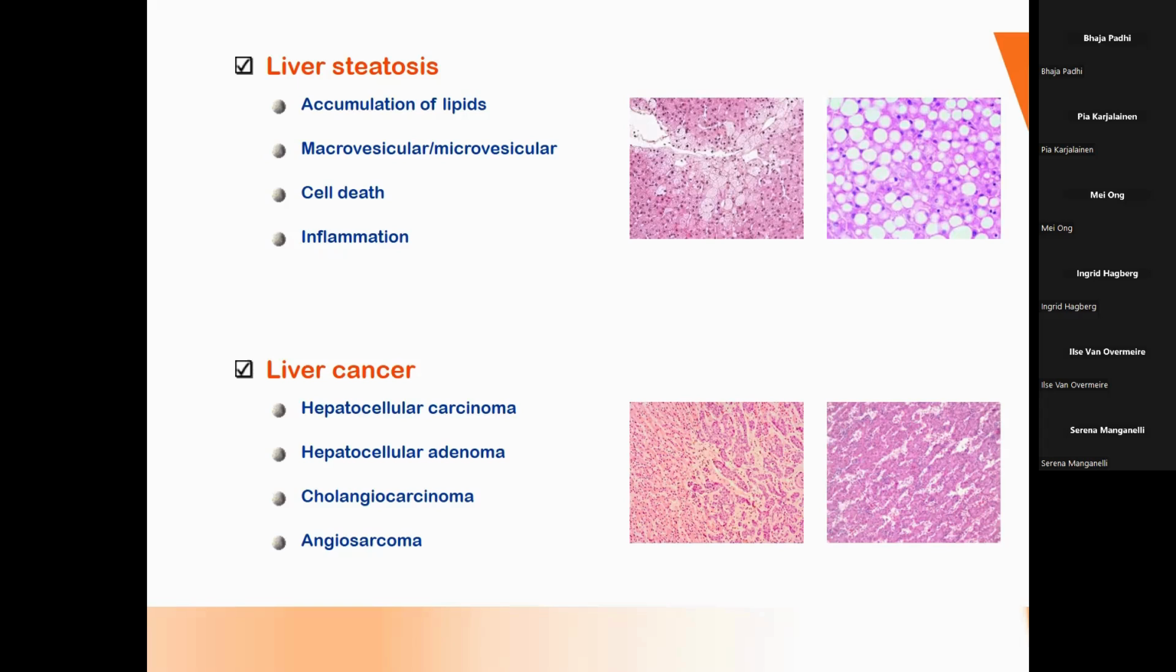And finally, if not treated, then chronic liver disease can result in the onset of liver cancer. There are different types, but let's say the most prevalent one would be hepatocellular carcinoma.